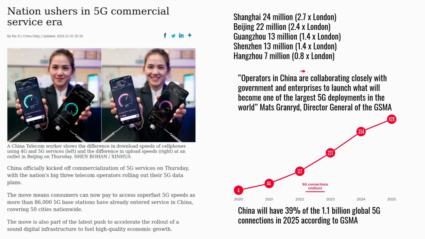That's Hangzhou. And what's incredibly important is there's collaboration between business and government in rolling out this infrastructure. And according to the mobile telecoms organization GSMA, China will have about 40% of the total global 5G connections in 2025.